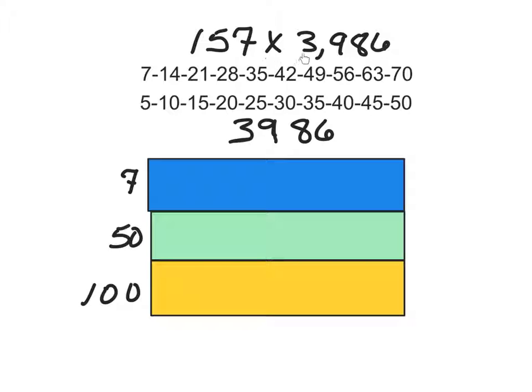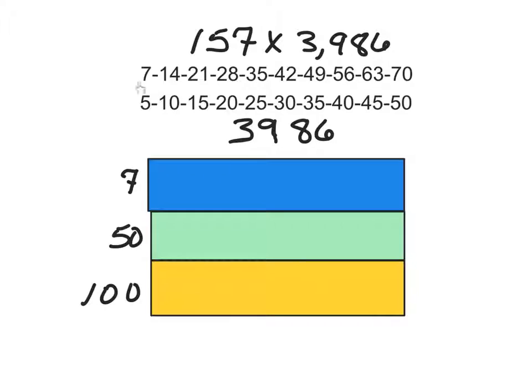157 times 3,986. Well, let's rock and roll. I did not need to worry about the ones, but I wrote the 5s down and the 7s down, so I've got that all set up. I took the 3,986 and plugged it in on top of my 3 area boxes, and then I broke the 157 into 100 plus 50 plus 7.